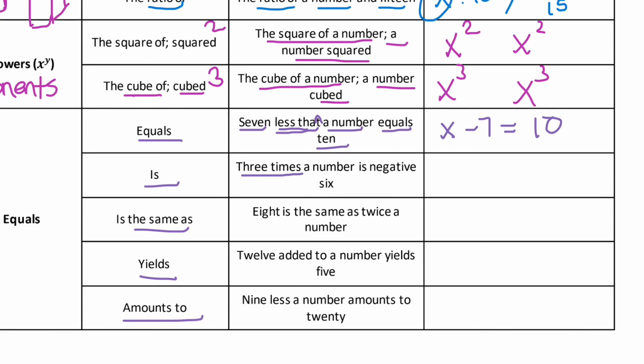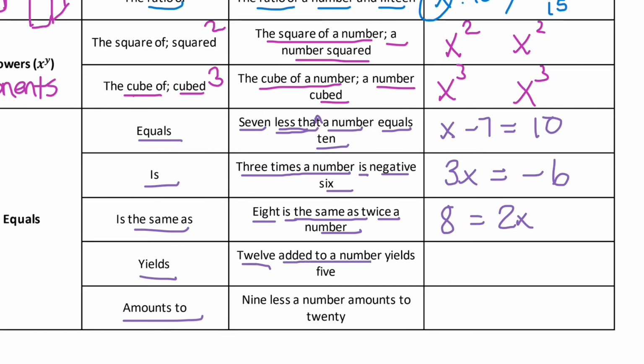3 times a number is -6. 8 is the same as twice a number. There you go. 12 added to a number. So remember, this is one where you have to reverse it. If you weren't sure, you could look back at the top. 12 added to a number yields 5.